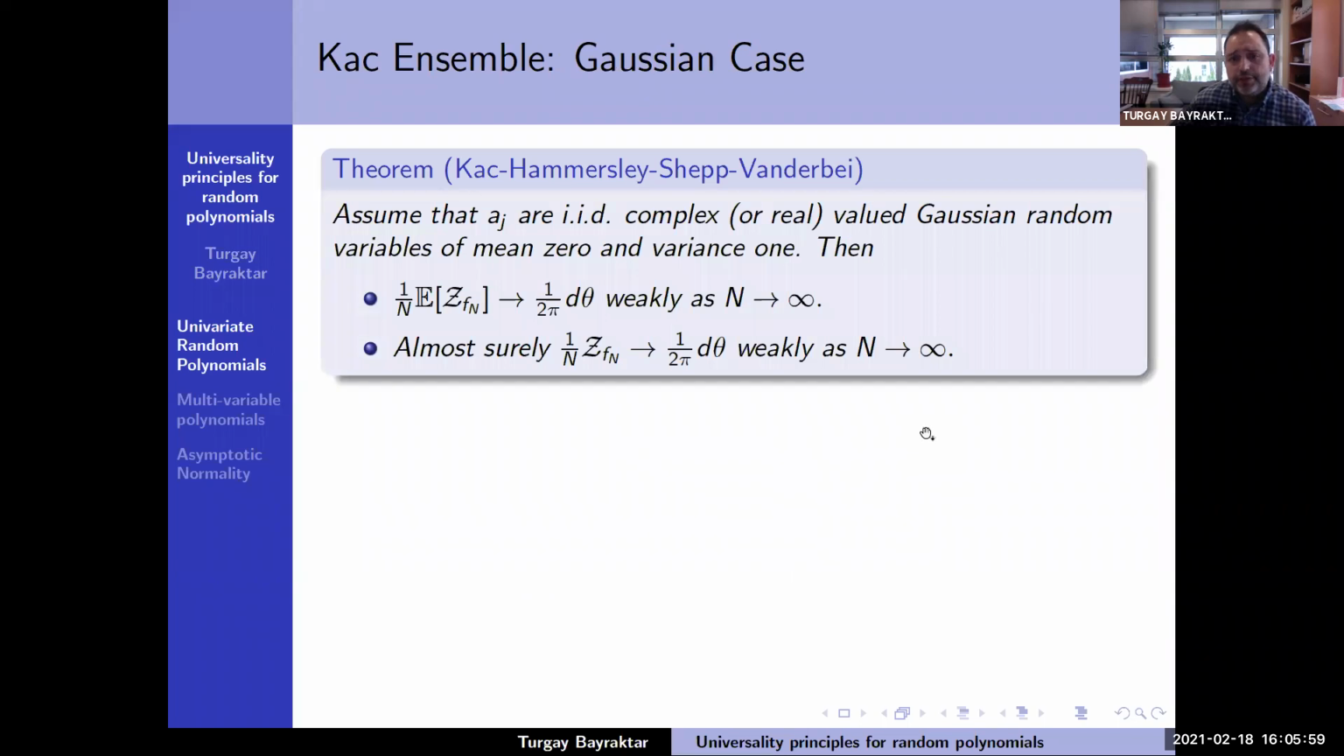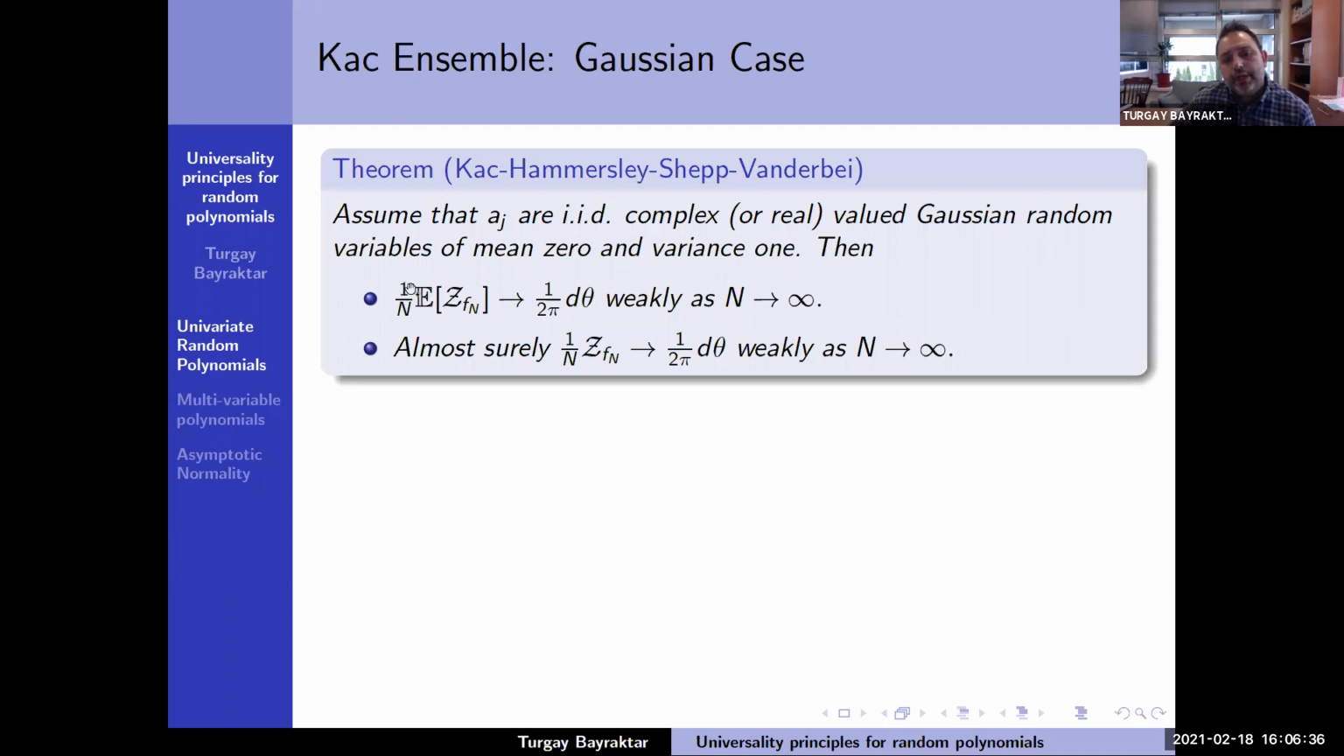And there's a classical result that goes back to Kac in the case when the a_j are IID real Gaussian. Later on, Hammersley studied the complex case, and Shepp and Vanderbei gave some more information on the rate of convergence. So what the theorem says is that the a_j are IID complex or real valued Gaussian random variables of mean 0 and variance 1. So you have the standard case. Actually this last condition doesn't have any importance, but it is just to reflect the original theorem.